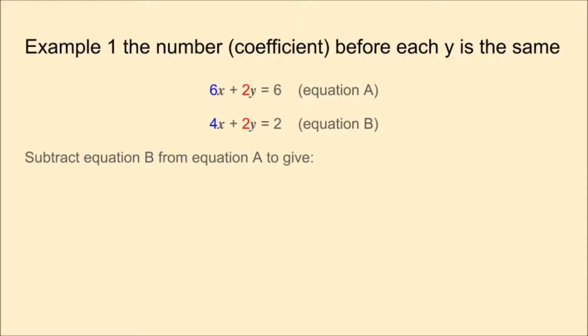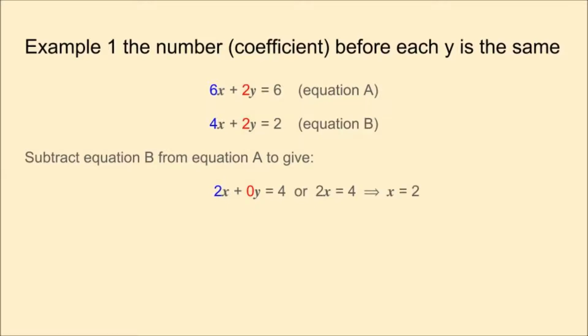This will give us then 6x minus 4x gives us 2x. 2y, take away 2y gives us nothing. And 6 take away 2 gives us 4. So in other words, 2x is equal to 4. If we divide by 2, this will give us then that x is equal to 2.